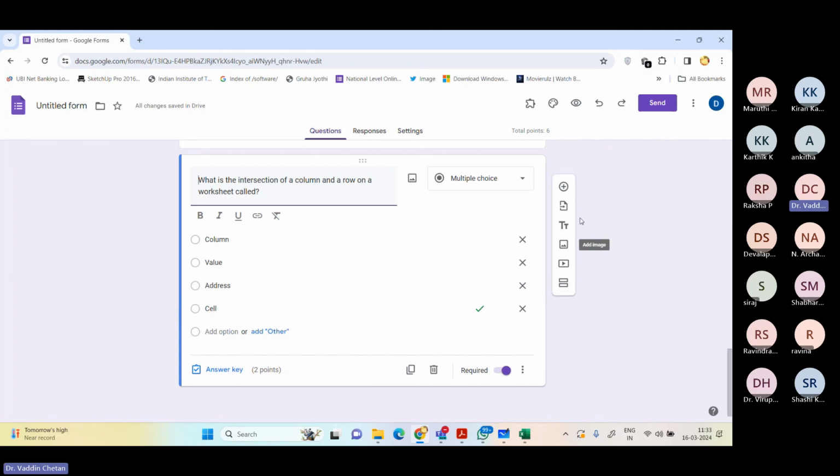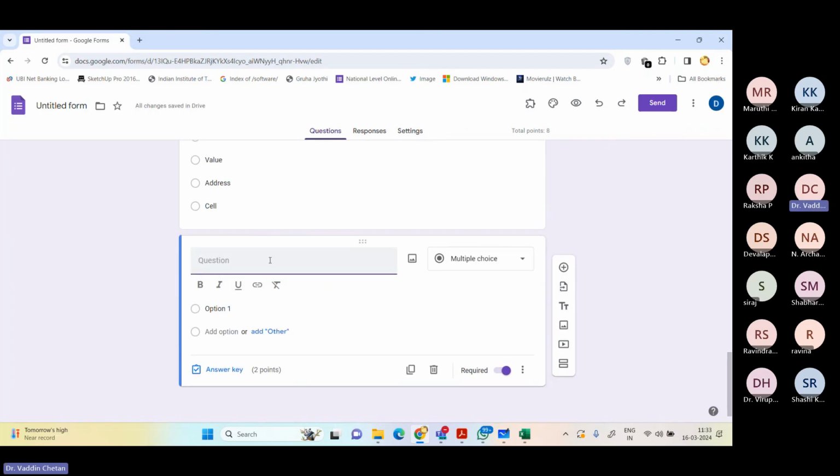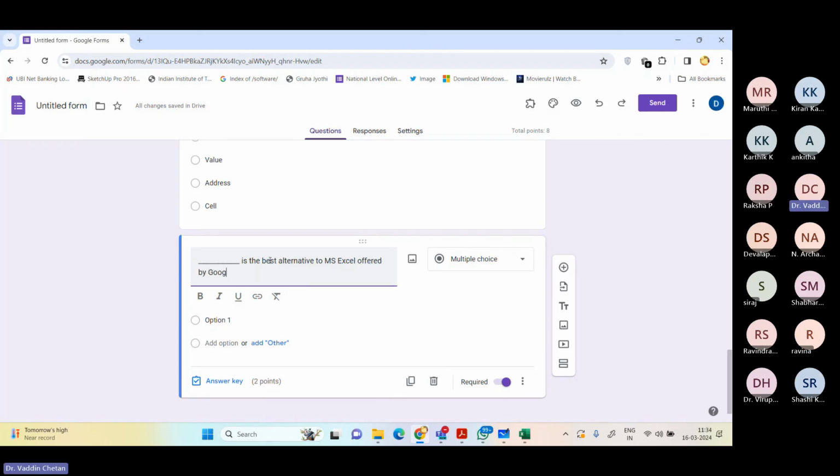And fifth, fourth question, I will mark it for 8 points. Dash is the best alternative to MS Excel offered by Google Inc.